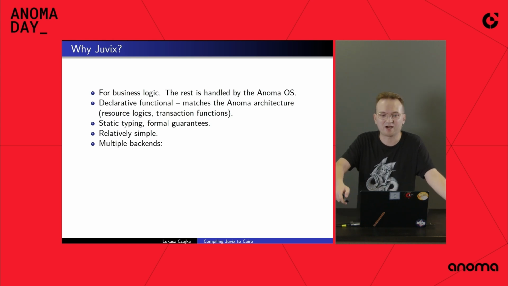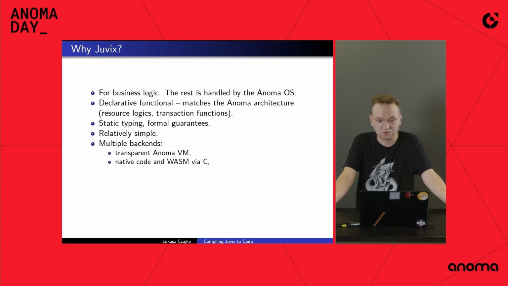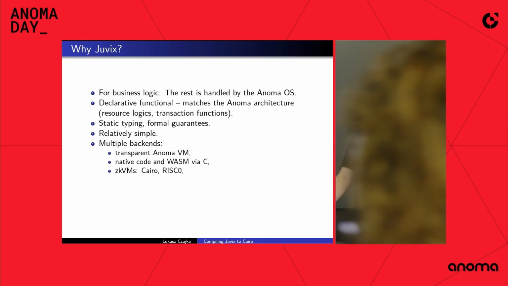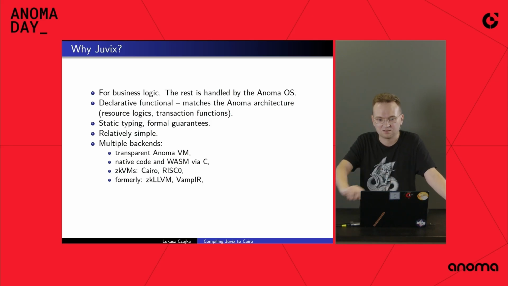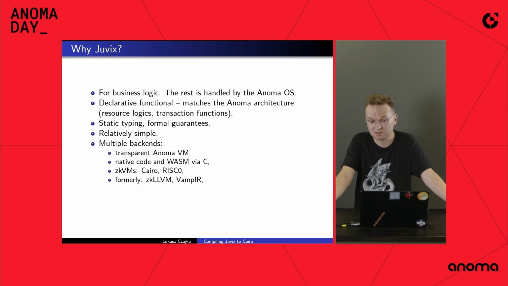Okay, so it has multiple backends already. We can compile to the transparent Anoma virtual machine. We can compile to native code and also WebAssembly, currently via C. We can compile to Cairo. There is also a RISC-0 backend, which is in a very initial stage, but it's already there. Formerly, we had compilation to ZK-LLVM, though we discontinued it because the ZK-LLVM project wasn't mature enough at that time. We also had compilation to arithmetic circuits through Vampire, but we no longer support that.